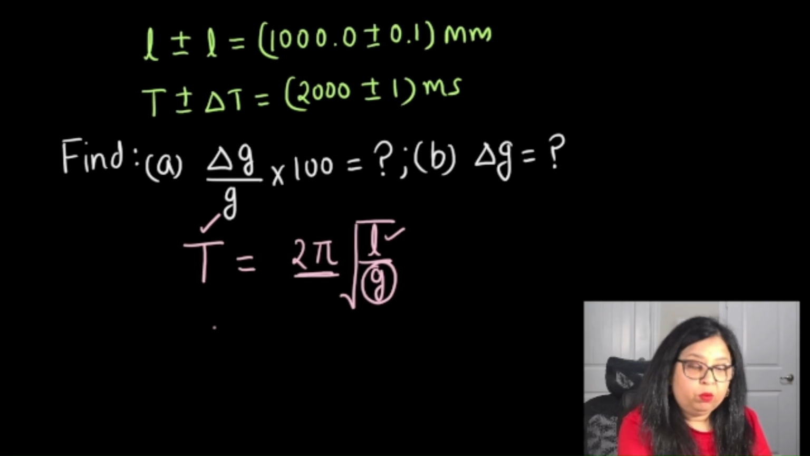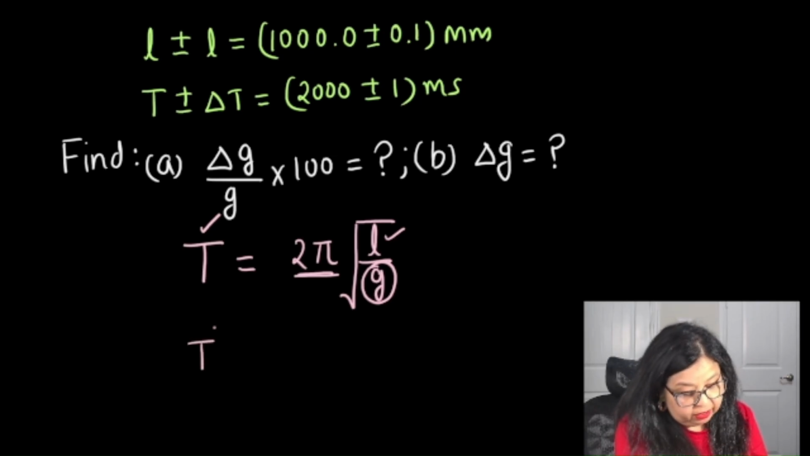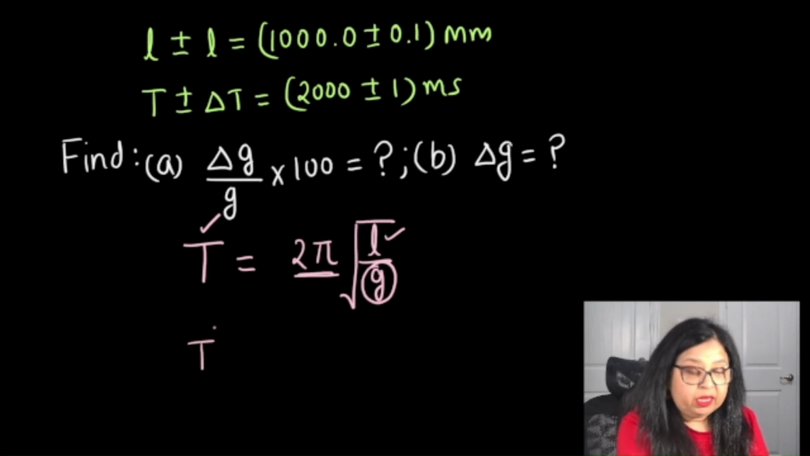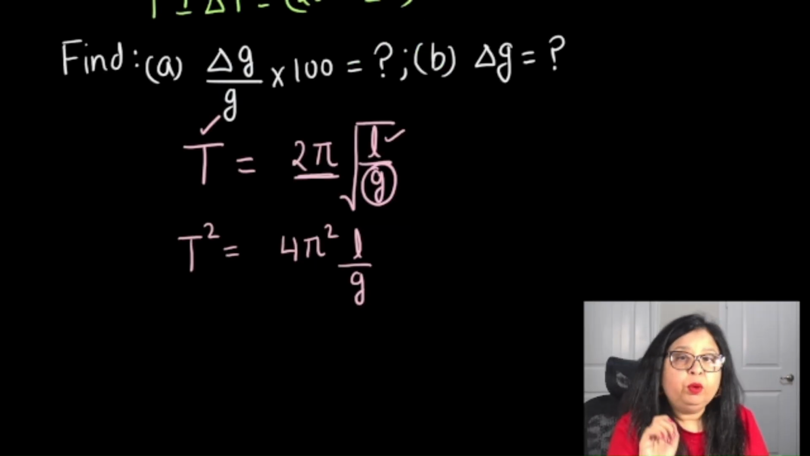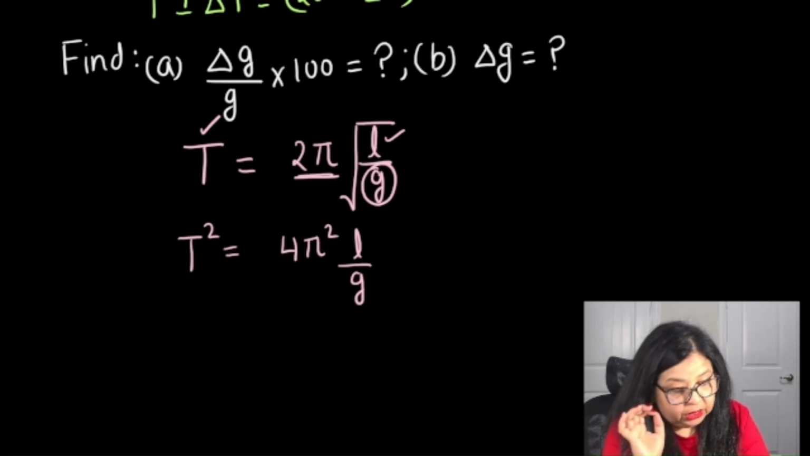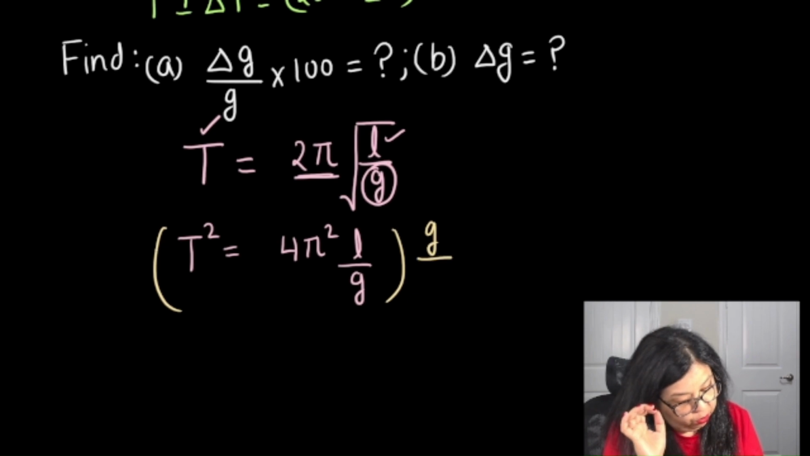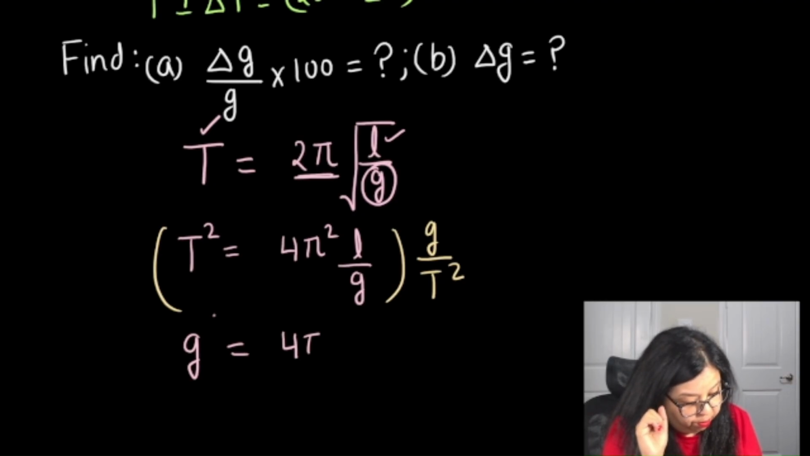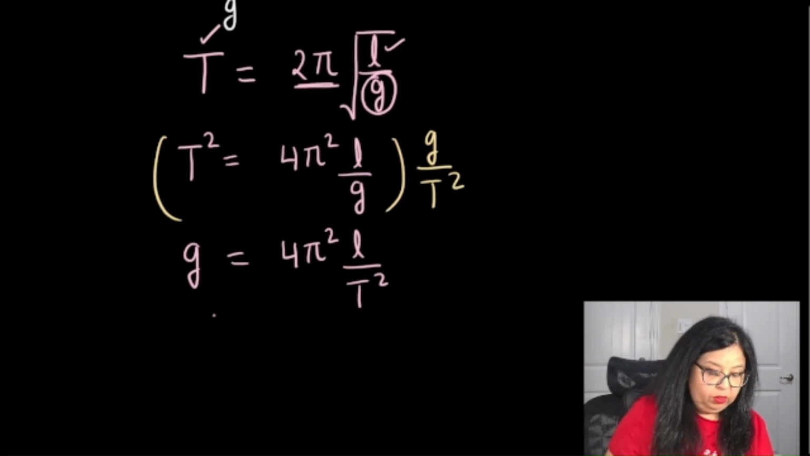Yes, we can. How? First, take the square of both sides. Why are we taking the square of both sides? To get this G out of the square root symbol. Next, we multiply G on both sides of the equation and divide both sides by T squared as well. So what does that give us? That gives us G equals 4 pi squared times L divided by T squared.